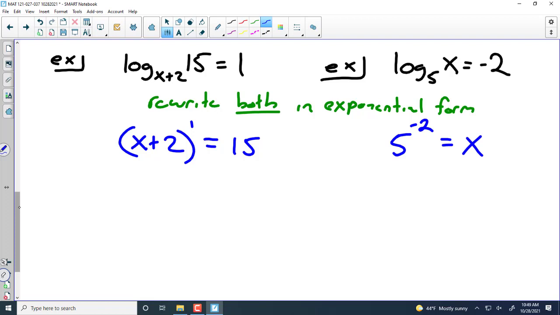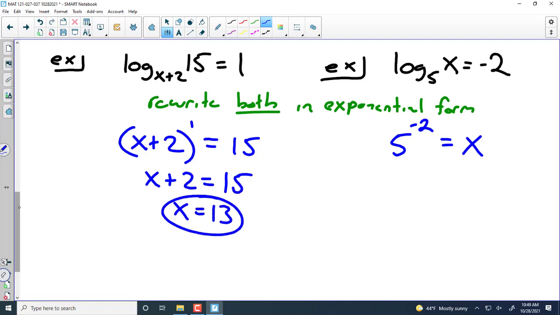So this one, anything to the first power is just itself. Subtract 2 from both sides, I get 13. It's over, I win. This one over here, it's practically done. I just need to rewrite 5 to the negative 2. The negative will flip it over. The 2 will square. What will it become? 1 over 25.